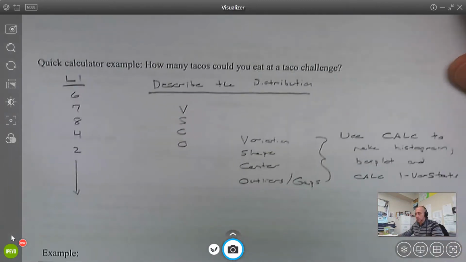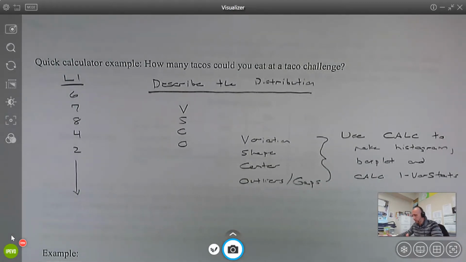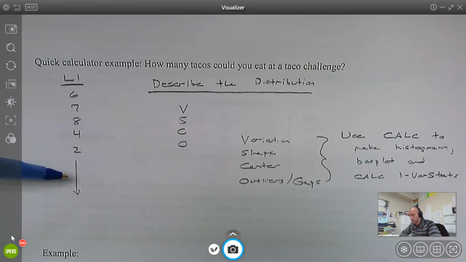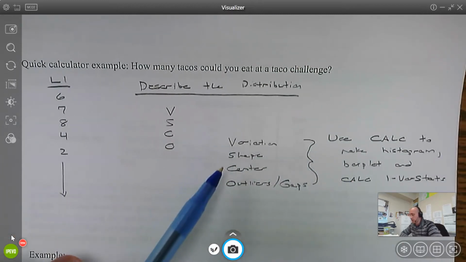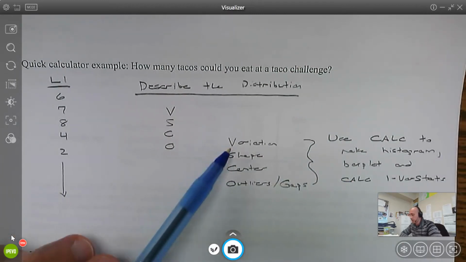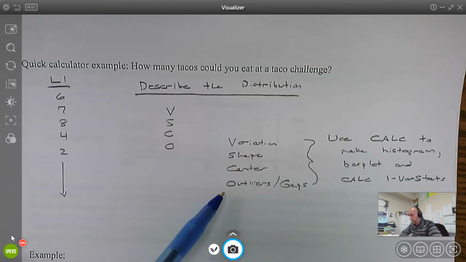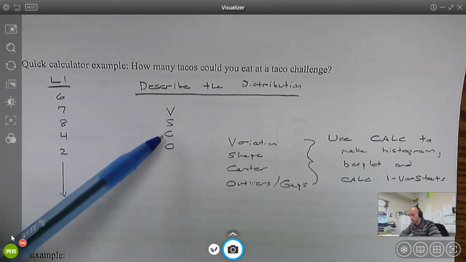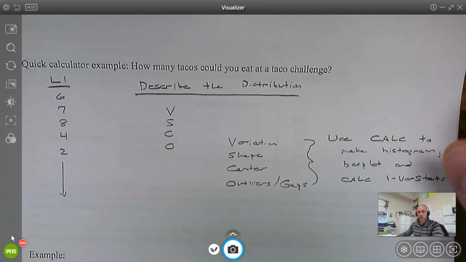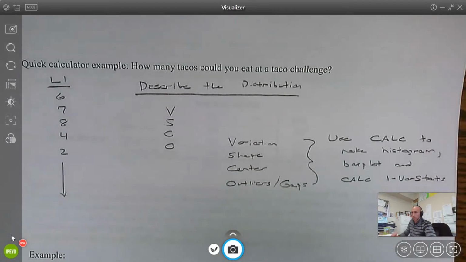Okay, on to the second page. So how do you make these graphical displays? If we're doing any kind of graphical display, I'm going to take the raw data and put it into a list, and I'm going to calculate one variable statistics on that list so that I can get the standard deviation, the mean, median, the range, IQR, and I could calculate if there's outliers. Then I'm going to describe the distribution using VSCO: variability, shape, center, outliers. I could use the calculator to make a histogram or box plot, or I could just make a dot plot by hand or a stem plot.